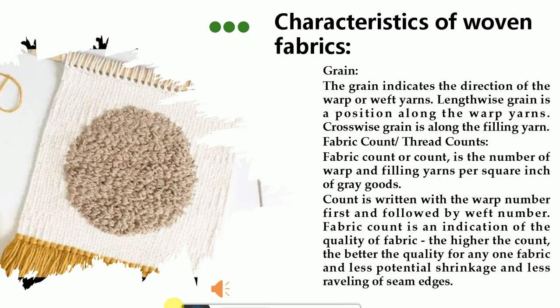Grain. The grain indicates the direction of the warp or weft yarns. Lengthwise grain is a position along the warp yarns. Crosswise grain is along the filling yarn.